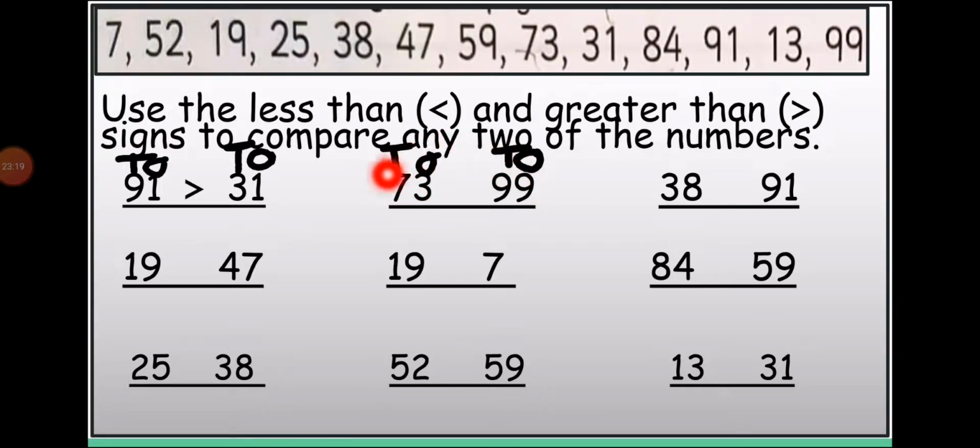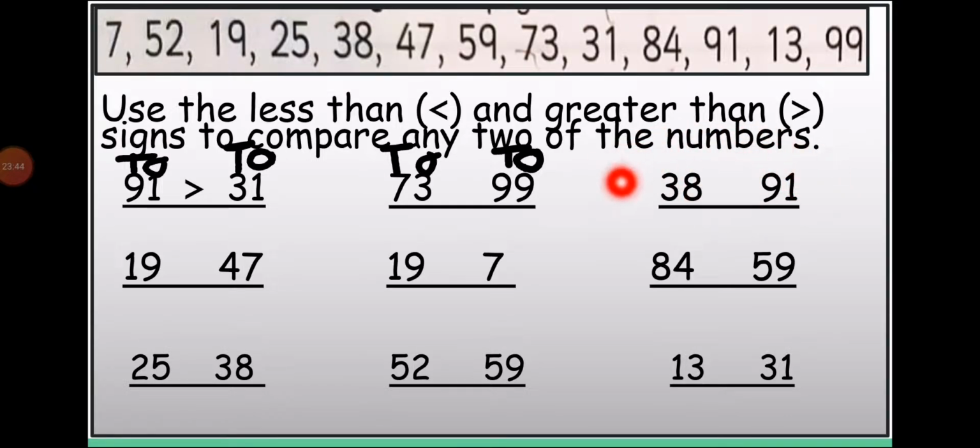So for this you will look at the tens place. Here are 7 tens, here are 9 tens. So check out, is 7 tens greater than 9 tens or is 7 tens less than 9 tens? If 7 tens is greater than 9 tens, you will put the greater than sign. If 7 tens is less than 9 tens, you put the smaller than sign. So do it by yourself. Now next number, 38, 91.